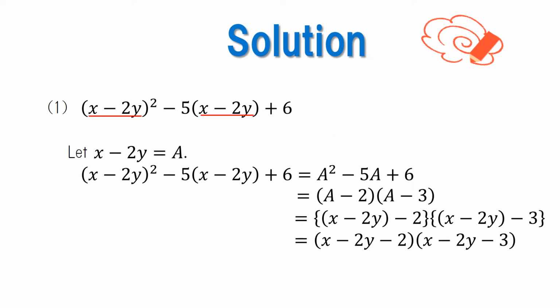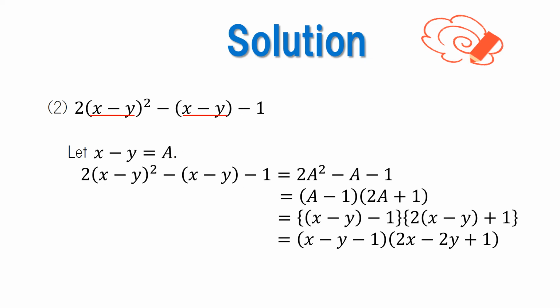In the first equation, let a represent x minus 2y as a single term. The equation for a can be solved by factoring and then reverting back to the form of the original equation. In the second question, let a represent x minus y as a single term, which can be solved by factoring the expression for a and then reverting back to the form of the original equation.